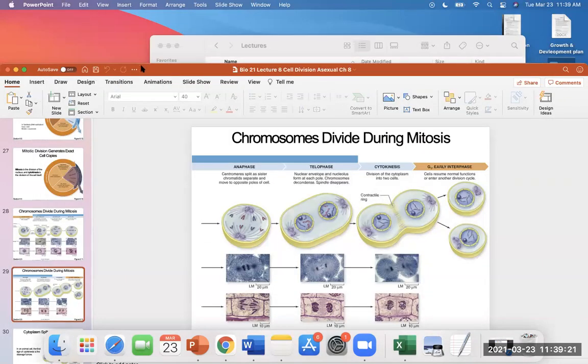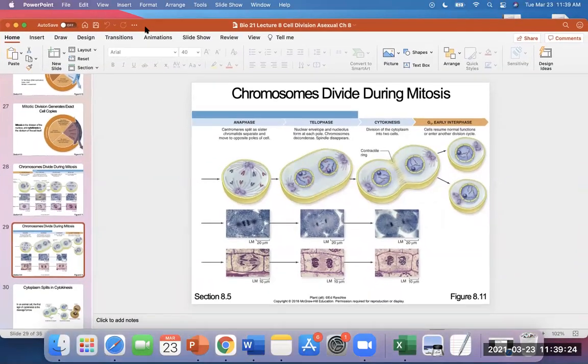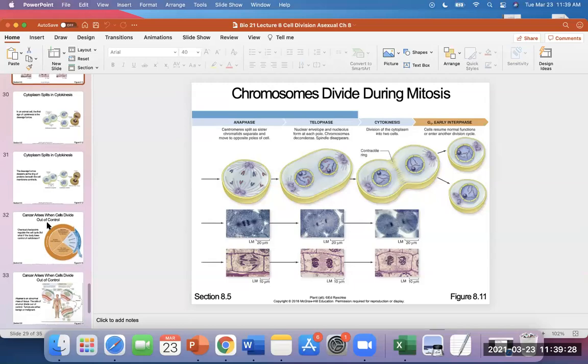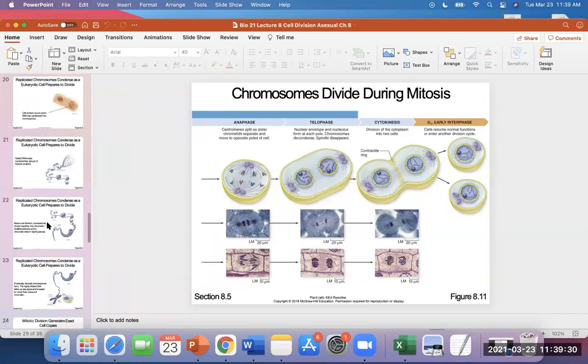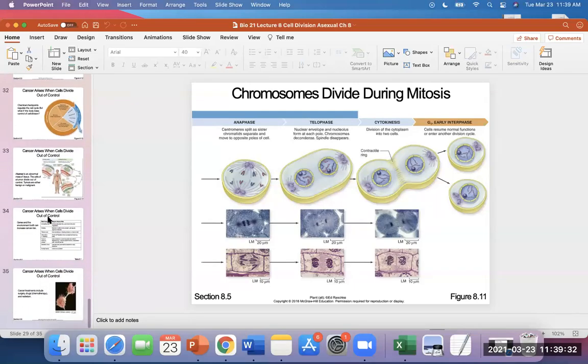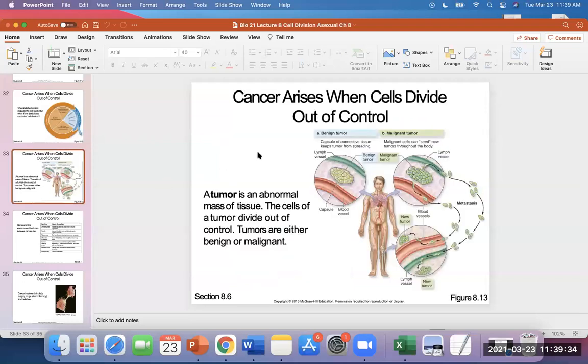Oh, I finished chapter 9. I think I started from meiosis and I went down. I need to go back there. So let me see what I missed on chapter 8. The only slide I want to go on for chapter 8 is the tumor. Can you guys tell me the difference between benign and malignant tumor?